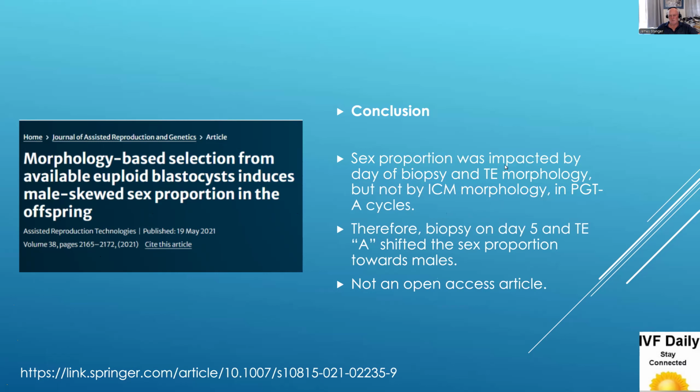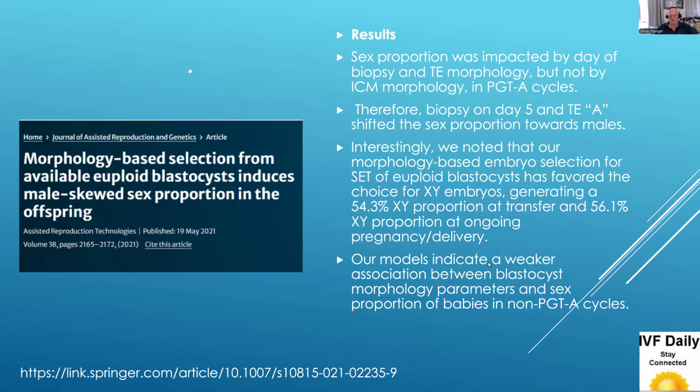that the sex proportion was impacted by the day of biopsy, day 5, day 6, day 7, and trophectoderm morphology, but not by the ICM morphology in PGDA cycles. Therefore, biopsy on day 5 of embryos with a really good trophectoderm shifted the sex proportion towards males. This was noted on open access files, so there's a limit to what I can show you. The results, though, are kind of interesting.